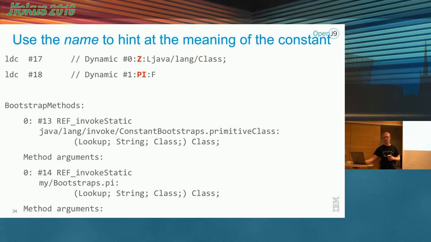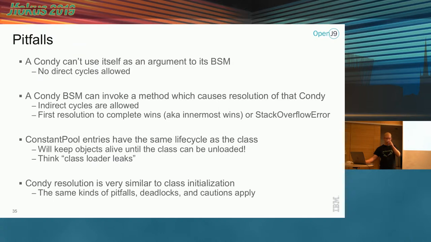All right, so there are some practices that we can use. What about some pitfalls? One thing with Condy is you can't use a direct cycle. If you try to have a constant dynamic that uses itself in its own bootstrap, you will get a stack overflow exception. And that's by spec.